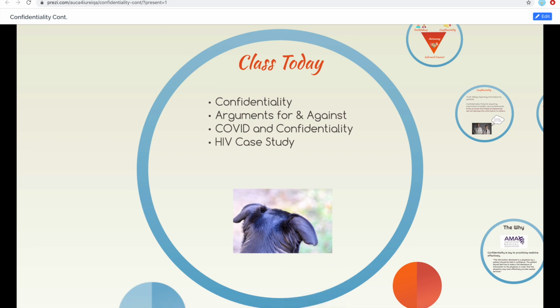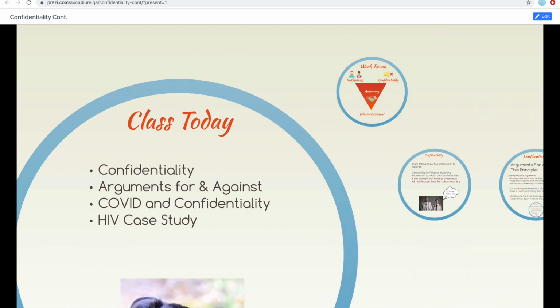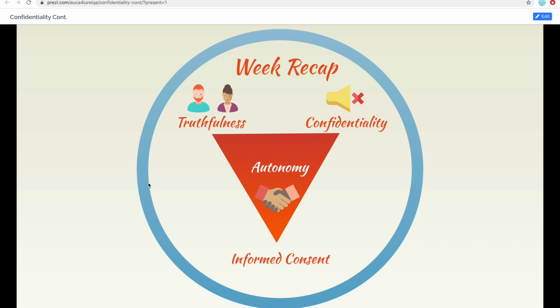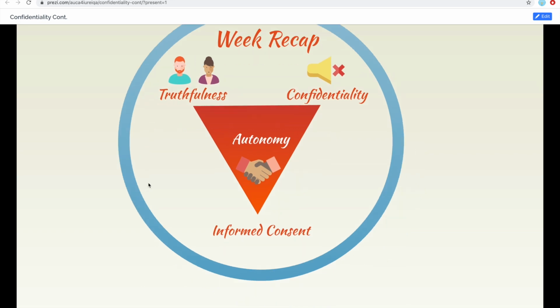Okay, so let's get started. So as I said, with this week's recap, autonomy, and we were looking at truthfulness, confidentiality today, and informed consent on Monday. So we will be finishing up or wrapping up this more nuanced discussion of what the principle of autonomy entails in a medical context.